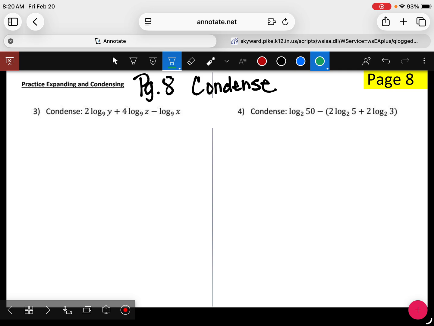We're going to do the opposite. The opposite of expanding is to condense. Okay. Now, the first thing we do is we look for numbers in the front. Do you all see these questions? Am I on the right page? Yeah. You see it? Okay.